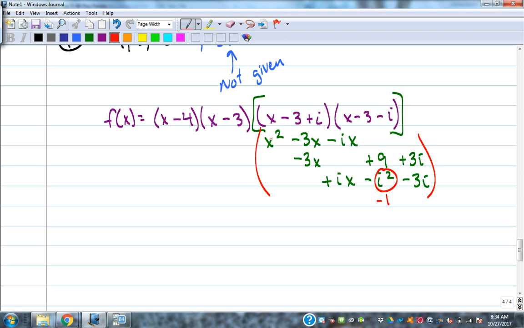Simplify from there. So x squared comes down, -6x. What happens to everything that's got an i? They cancel out. The only thing that stays in there is the i squared. Treat it as -1. So we have 9 minus -1, which would be plus 10, right?